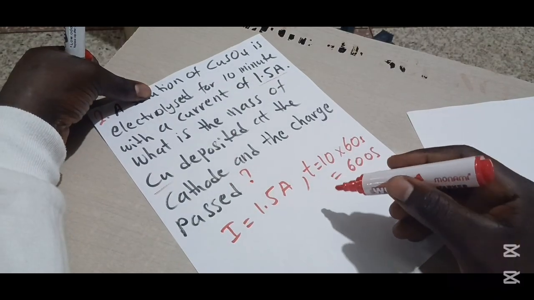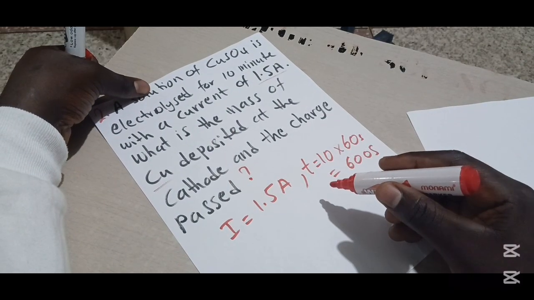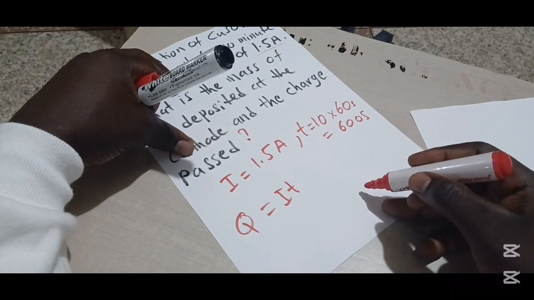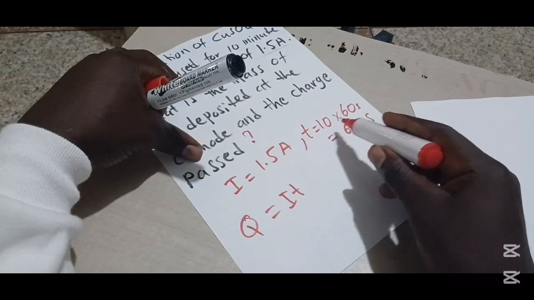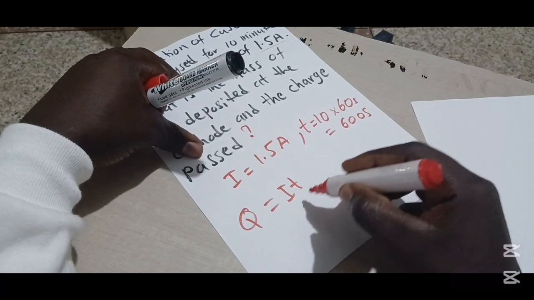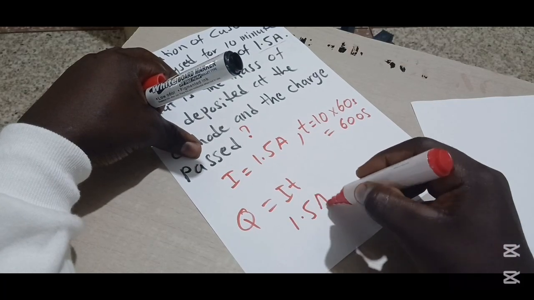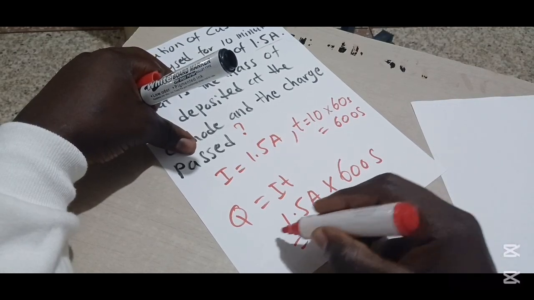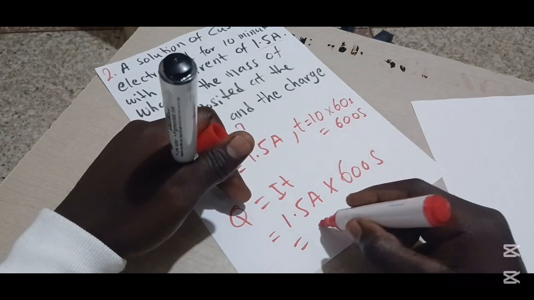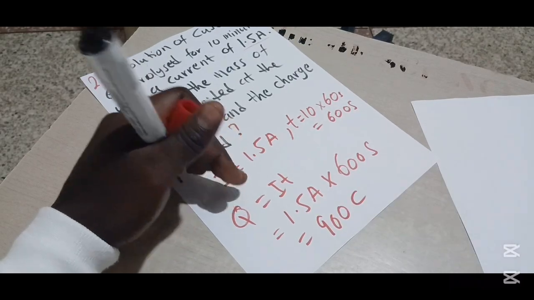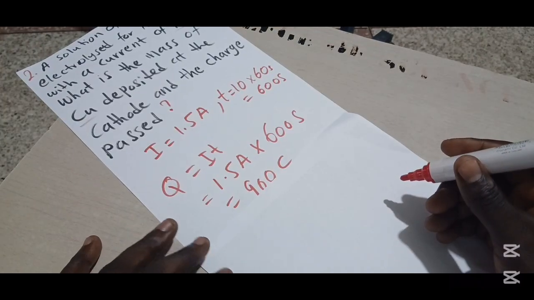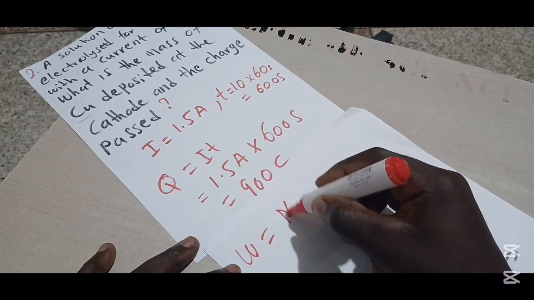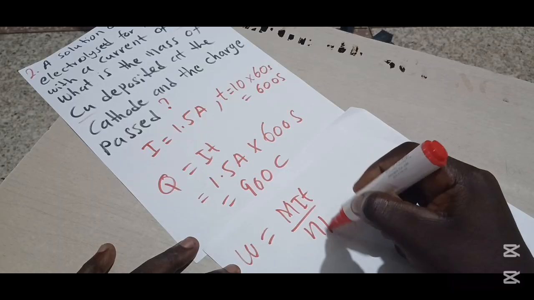We are looking for two things, the charge and the mass of copper. And we know that charge equals I t. So substituting the value of current and time, we are going to get 1.5 ampere multiplied by 600 seconds. And this is going to give us 900 coulombs. Now that we know our charge, we can go ahead and calculate our mass. Mass equals MIt/nF.